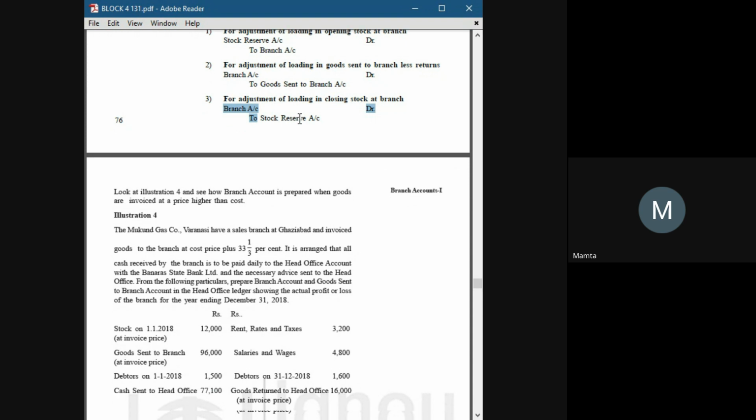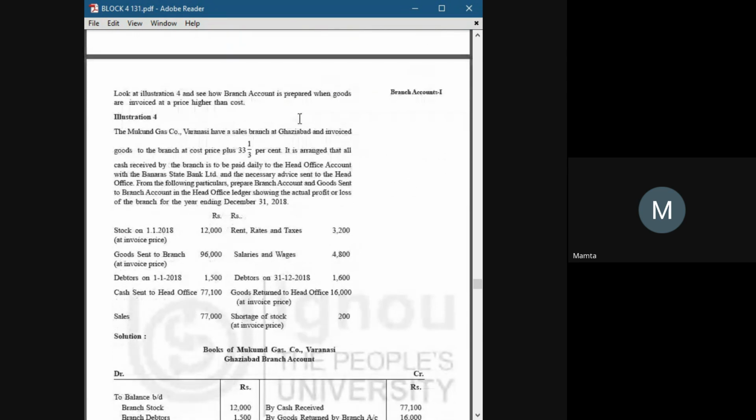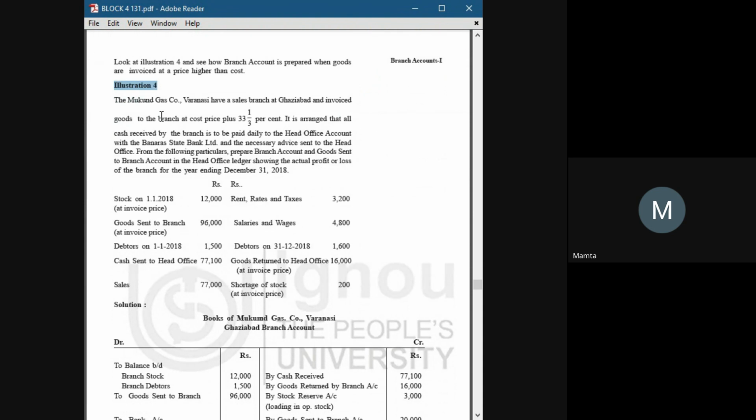Now we will see an illustration about the same. Illustration number 4. Mukund Gas Company, Varanasi, has a sales branch at Ghaziabad and invoiced goods to the branch at cost price plus 33 1/3%.